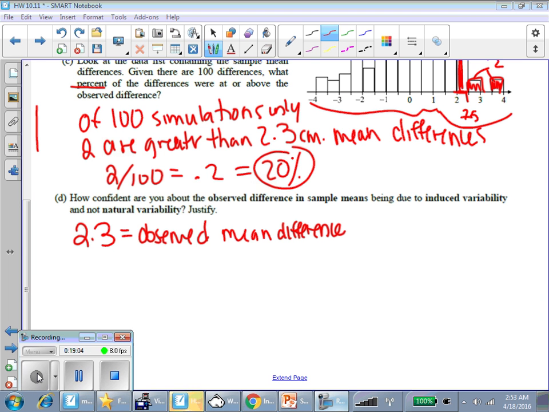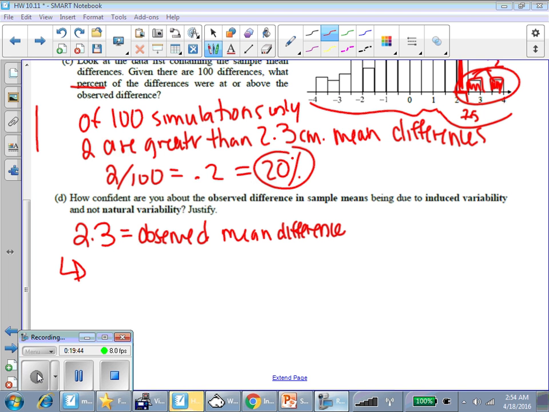And what we noticed is that there were only two simulations that had a difference in means that were bigger than 2.3. So that means that the means are still like mostly below 2.3, that mean difference. So what that actually tells us is that it does give us a lot of confidence that the observed difference in the sample means is mostly attributed to the treatments induced and not natural variability.